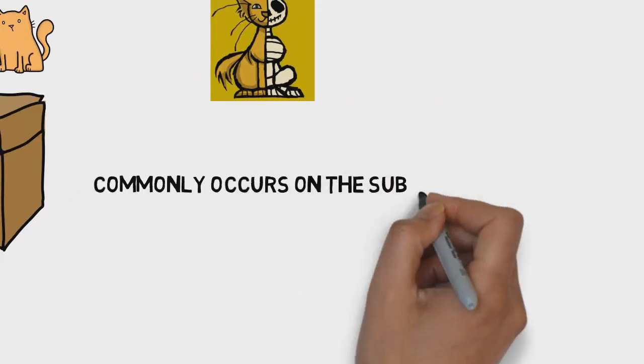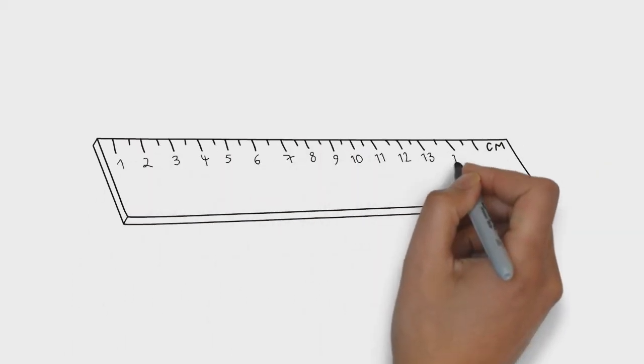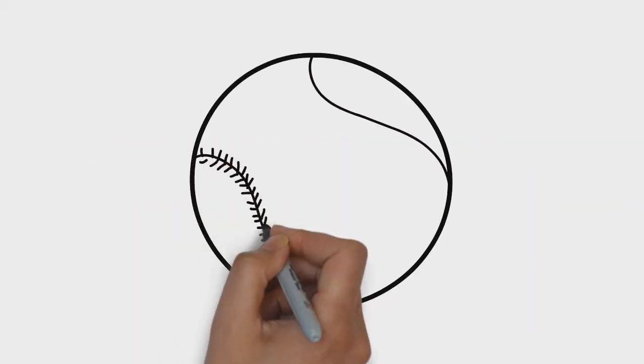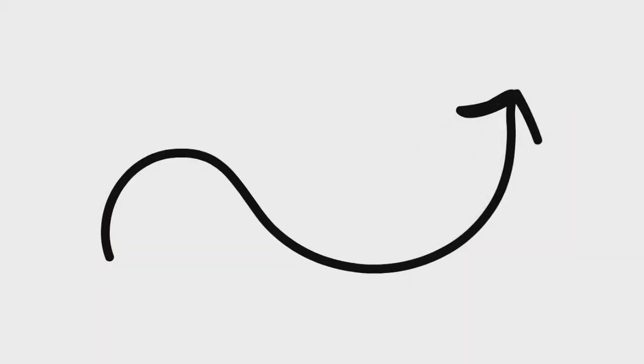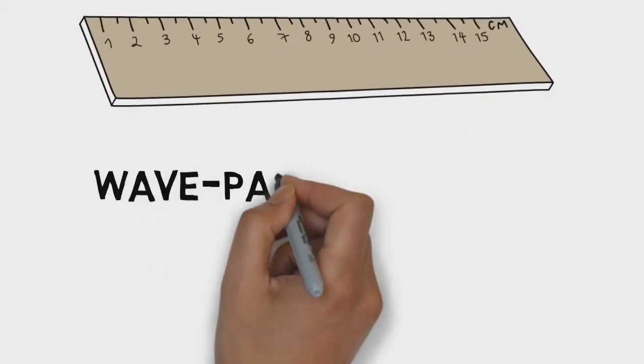This sort of scenario commonly occurs under the subatomic level. Let's say you have a photon. Unless we actually measure or observe the photon, we say that it's both a particle and a wave, known as wave-particle duality.